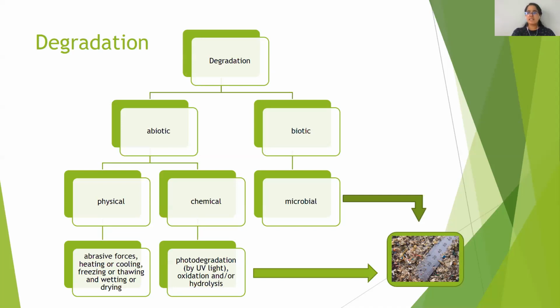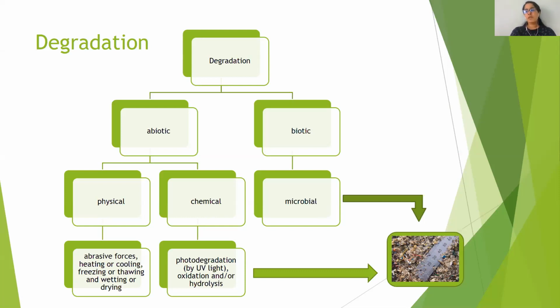So I looked at degradation. So you've got your bigger plastics. How do they become microplastics? So we've got degradation, and the degradation process is split into 2 processes. We've got abiotic processes and there's biotic processes. The abiotic processes are divided into physical and chemical processes. And the physical processes I've indicated, we've got abrasive forces, you've got your heating and cooling that can cause a particle to break down, freezing, thawing, wetting and drying as well.